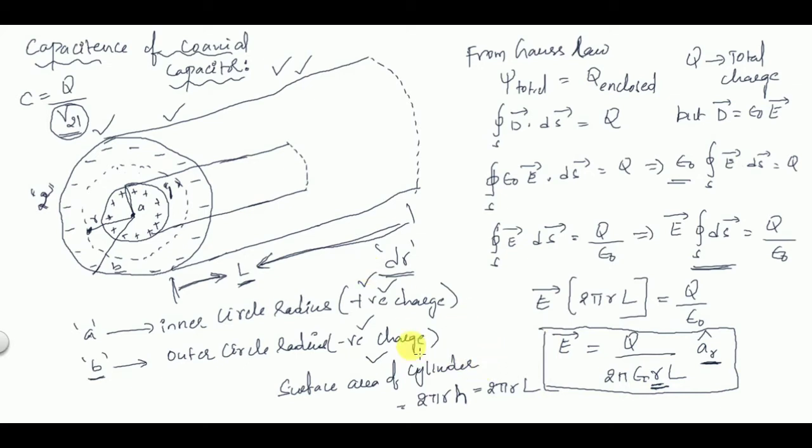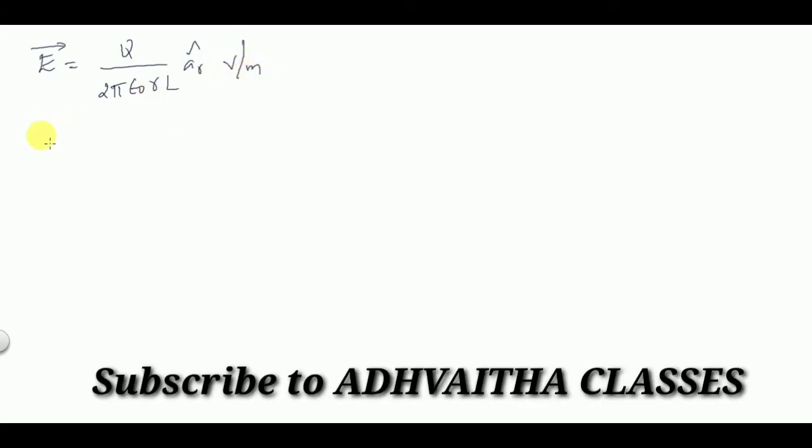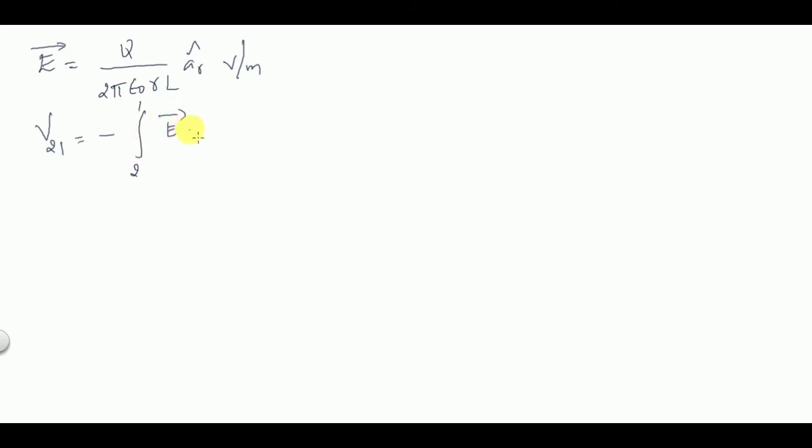Right, so once we find electric field intensity, we can find the electric potential. So we have got E bar as Q by 2 pi epsilon naught r L a_r cap, volt per meter. Next we'll calculate V21. V21 is given by minus integral 2 to 1 E bar dot dl bar.